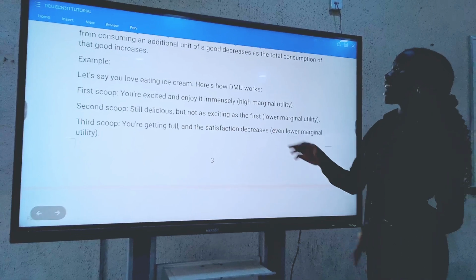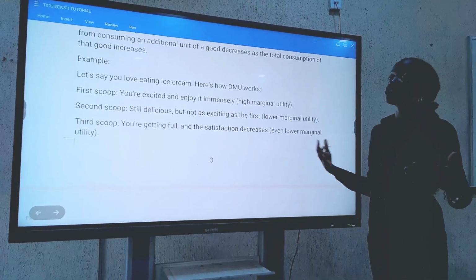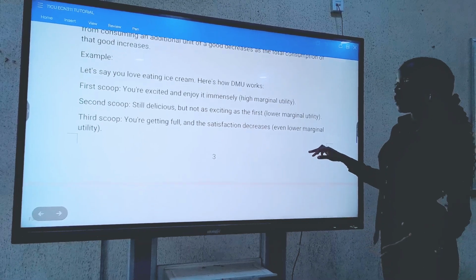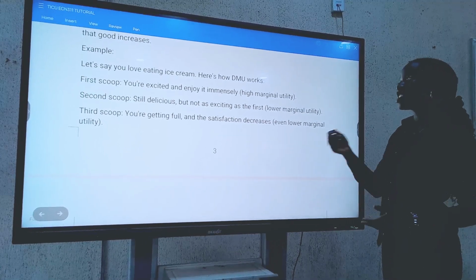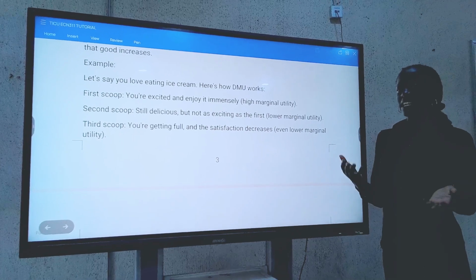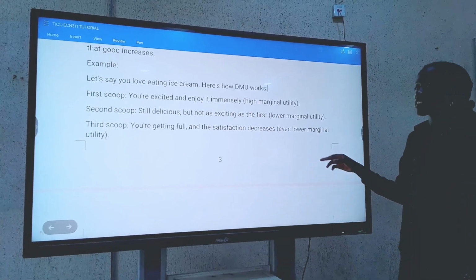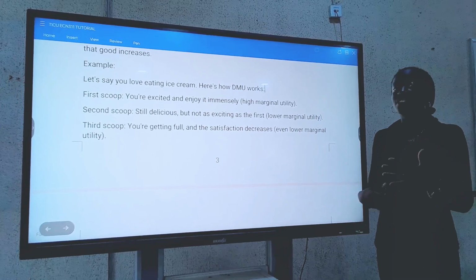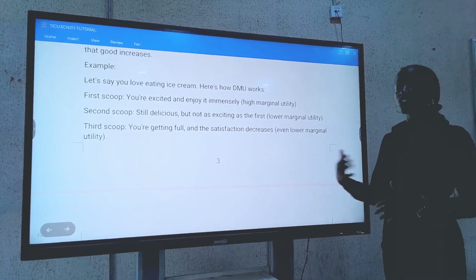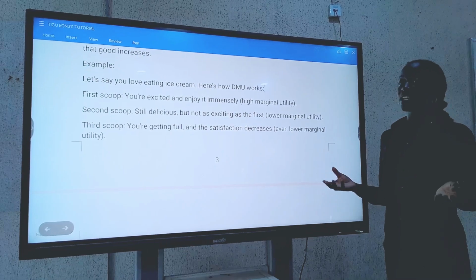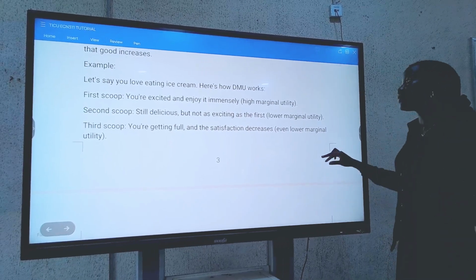Let's say you love eating ice cream. In the first scoop, you are excited and you enjoy it so much. So that's high marginal utility. When you take the second scoop, it's still delicious, but because you've taken it before, the satisfaction you get from the second scoop and subsequent scoops will not be as high as the satisfaction you got from the first scoop.